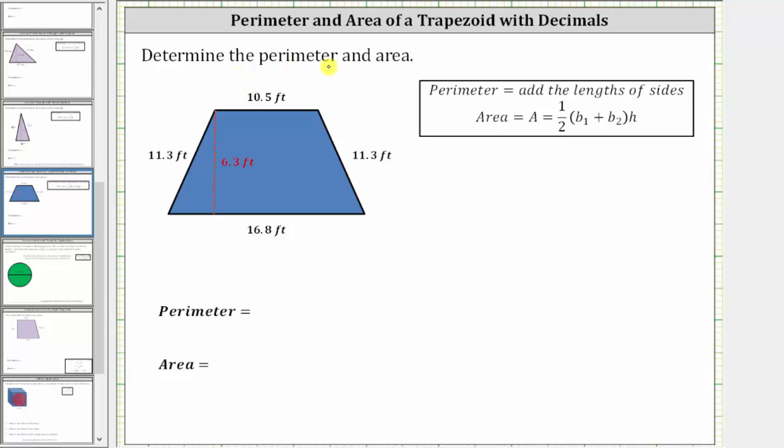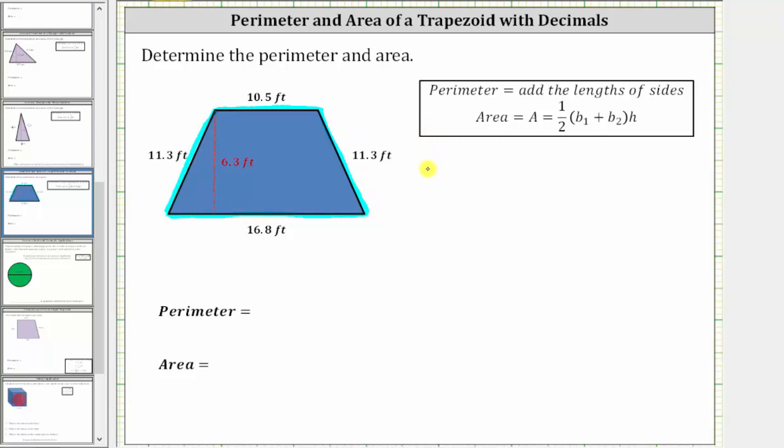We are asked to determine the perimeter and area of the given trapezoid. The perimeter is the distance around the outside of the trapezoid. So if we think of walking around the trapezoid starting here, the perimeter is equal to 11.3 feet plus 10.5 feet plus 11.3 feet plus 16.8 feet.